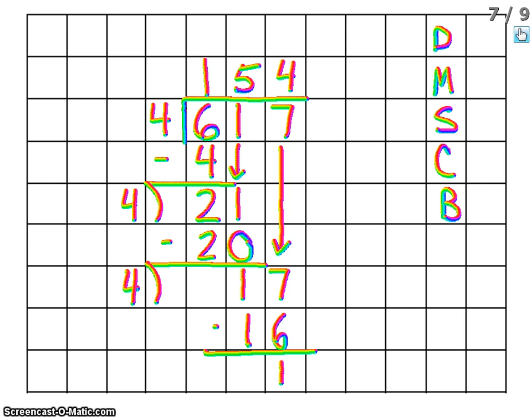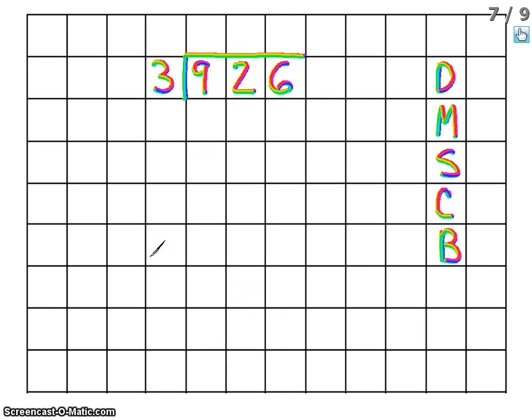We would look at our next number, which is bring down, but there's not anything else to bring down, so that means the number 1 is going to be our remainder. In other words, that's what's left over after we divide 4 into 617, 154 times with 1 left over, so that's our remainder. So 617 divided by 4 equals 154 with a remainder of 1.